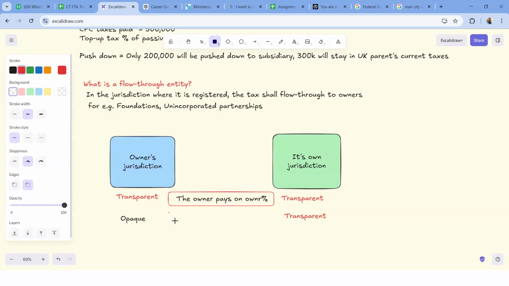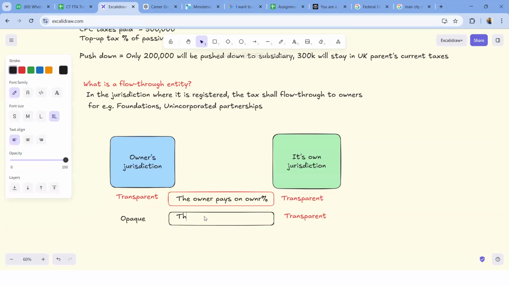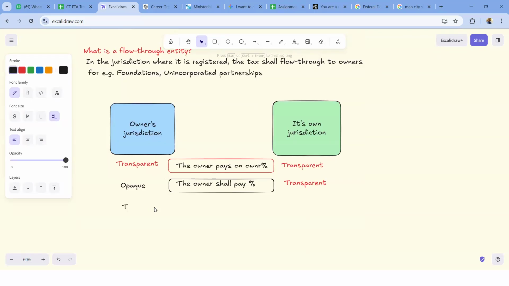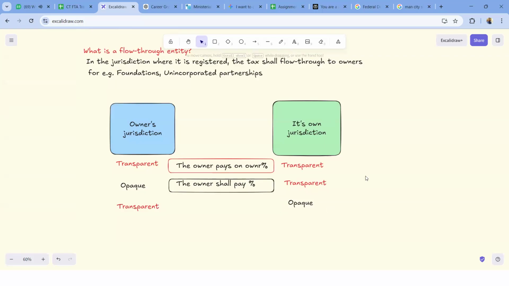So, in that scenario, the owner shall pay based on its percentage. Okay. Now, let's consider the next alternative where it is considered transparent at the owner's jurisdiction and opaque in its own jurisdiction. Then what will happen? Who will pay the taxes?